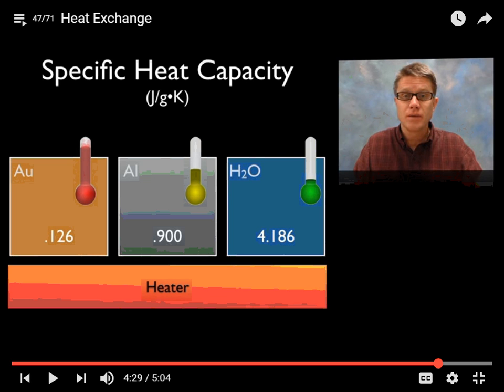So you kind of explained a little bit, and then you can see the temperature of gold raises very quickly, and water not as quite as much. Can I get a volunteer to help me out here? Put it in your own words. Katie.